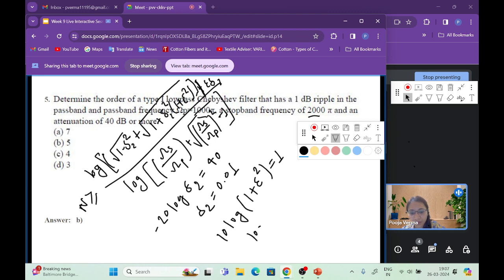So from here if you solve this, 1 plus epsilon square, 1 by 10, that is 0.1. If you solve this equation, you will get epsilon is equal to 0.5088. Okay, now we need to put all these values in this equation in order to find out the order of the filter. So I am removing it from here so that we can solve this question.